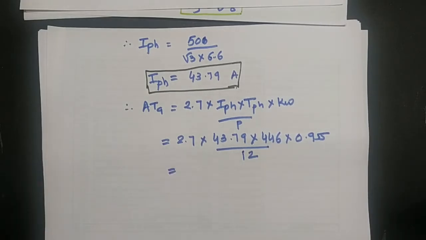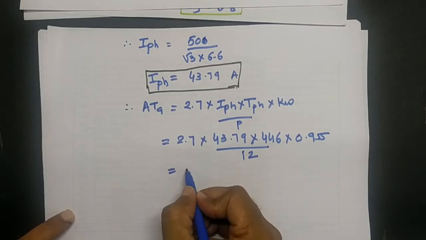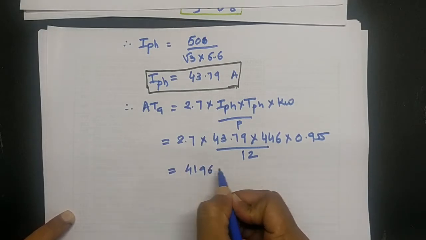So now let us calculate ampere turns for the armature. 2.7 multiplied by 43.79 multiplied by 446 multiplied by 0.955 divided by 12. So it comes to 4196 ampere.